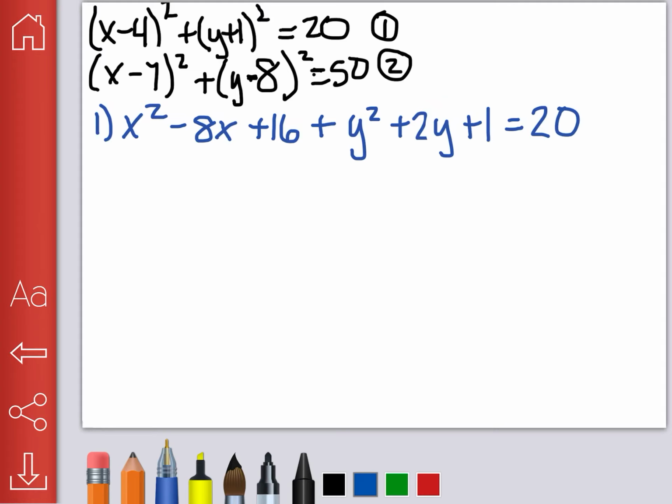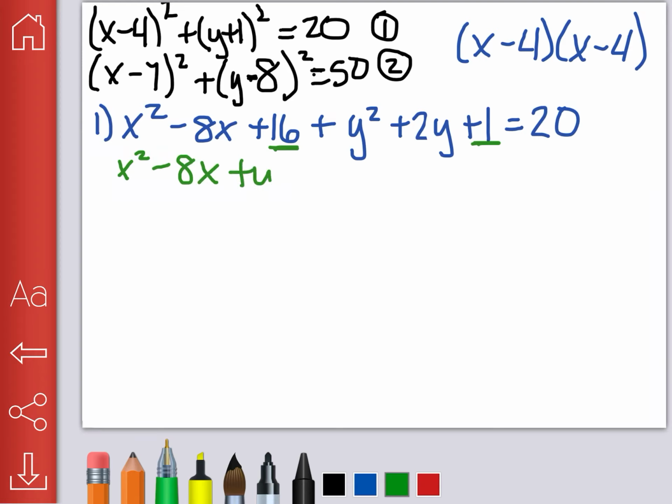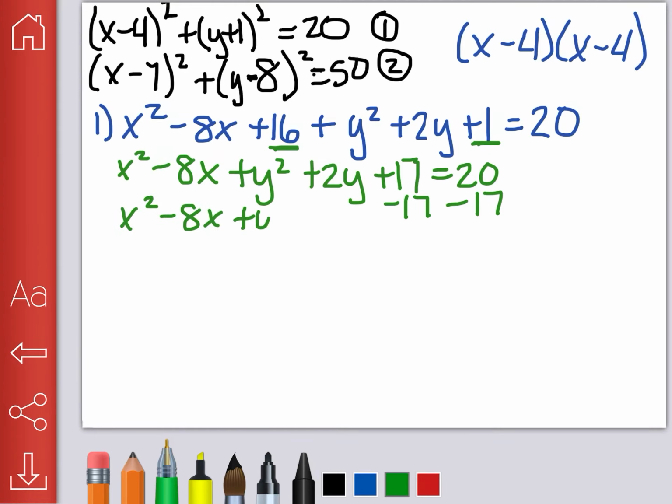Now, if the whole doubling the squash thing is still confusing to you, go ahead and just take x minus 4 times x minus 4, multiply it out, do the extra step. It's really okay. Now before I move on to the second step, I am going to simplify this a little bit. I am going to combine some like terms here. So I have x squared minus 8x plus y squared plus 2y plus 17 equals 20. Now I'm going to take the constant term and put it on the right side of the equation. So I have x squared minus 8x plus y squared plus 2y equals 3.